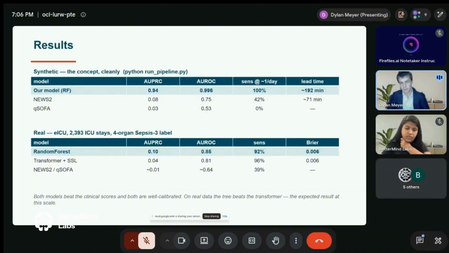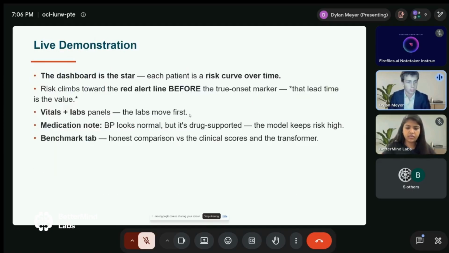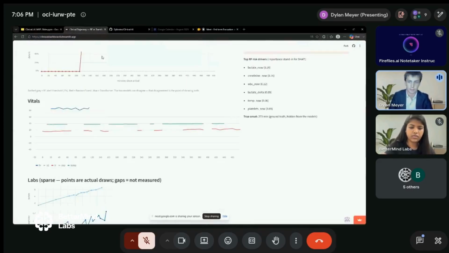So here are the results. This is my model against the clinical standard. You can see on the left the accuracy, and the main thing on the right is the lead time. It is able to predict, again, 2 hours before the clinical standard. So we'll move on to a live demonstration of my app.